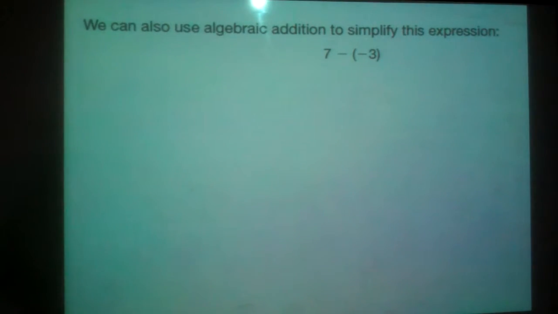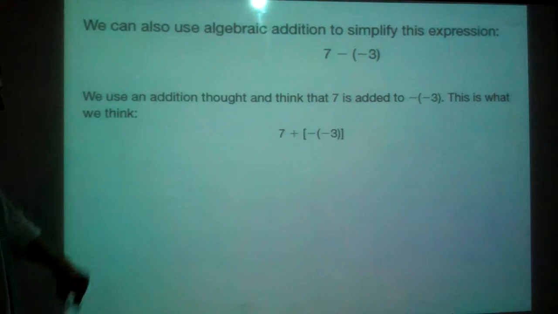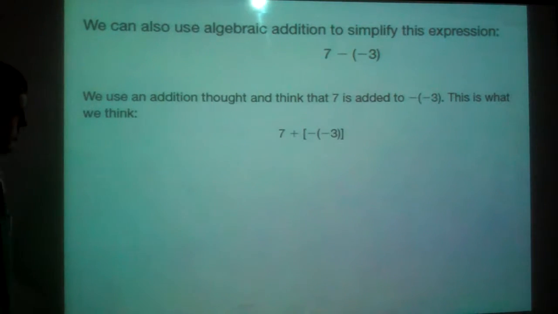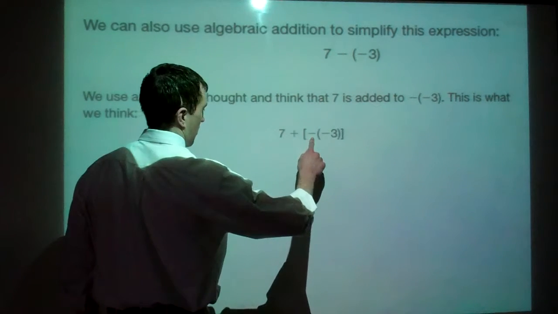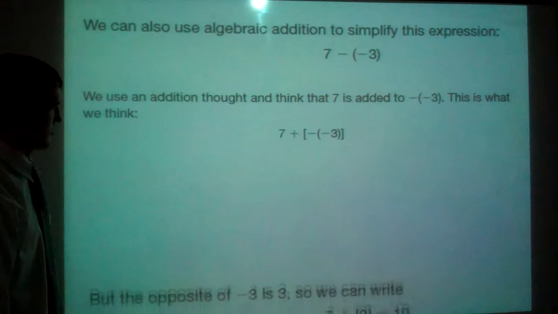Okay, so we can also use algebraic addition to simplify this expression, 7 minus -3. What we're going to do is use an addition thought and think that 7 is added to the opposite of -3. So this is what we think: 7 plus the opposite of -3. Well, the opposite of -3 is +3.